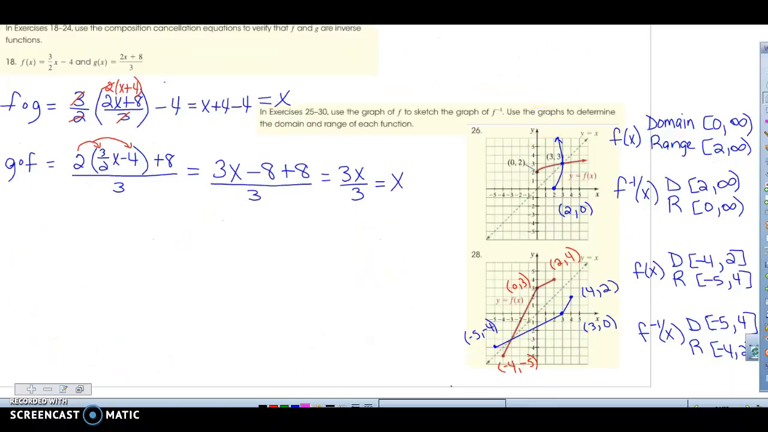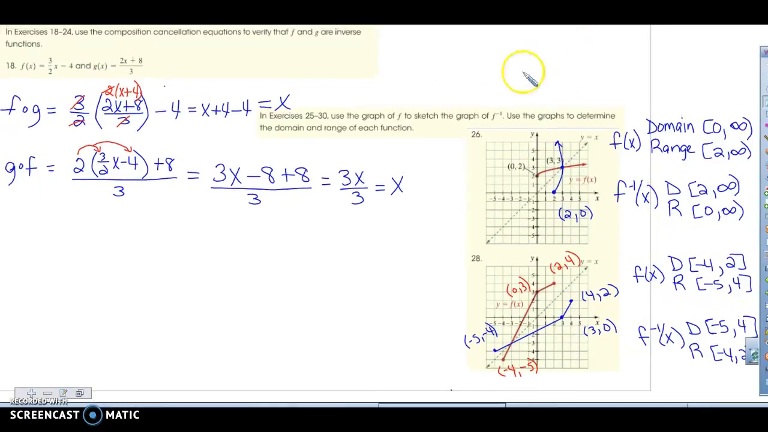The next thing that you will be asked to take a look at is the composite cancellation. This is used to verify whether two functions are inverse functions of each other. So here we want to verify that f and g are indeed inverses. The way we can do that is compose them in either direction, and if we end up getting what we inputted, which is the variable x, then we proved that it was inverse functions of each other.